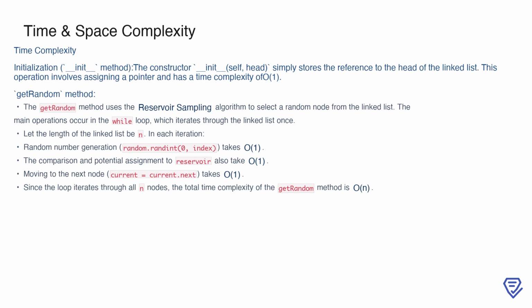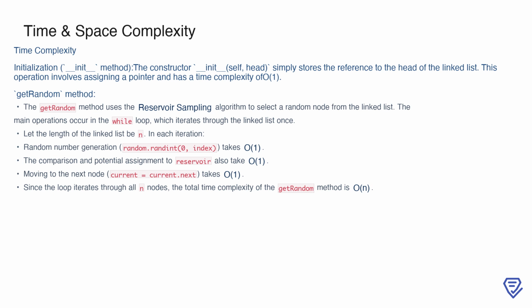Let's begin by analyzing the time complexity of this solution. When we initialize the class using the __init__ method, we simply store the reference to the head of the linked list. This is a straightforward operation that involves assigning a pointer. Since no iteration or additional computation is required, the time complexity here is O(1).